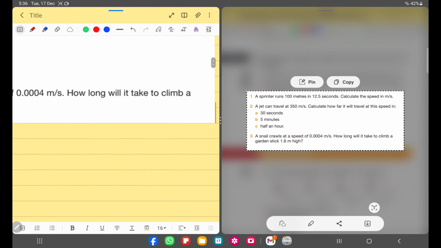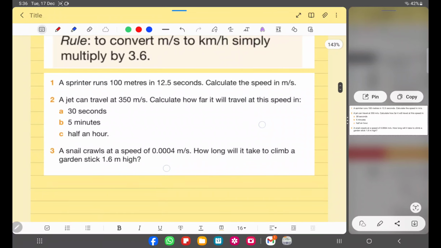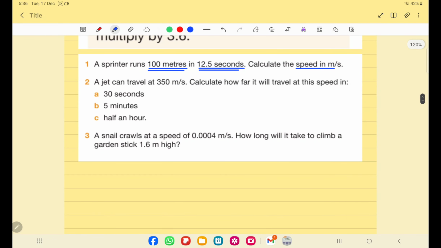Okay, thanks. And now we're starting the question. The question is a sprinter runs 100 meter. 100 meter is the distance and time is 12.5 seconds. And now we have to calculate the speed. This is the solution of question number one. So speed equals distance, 100, divided by time, 12.5. I think it is very simple and you can divide by calculator.